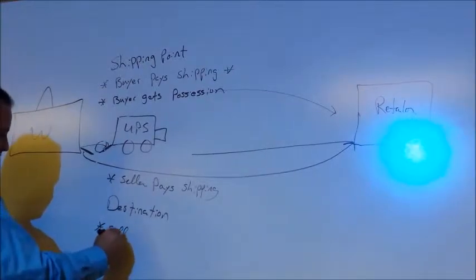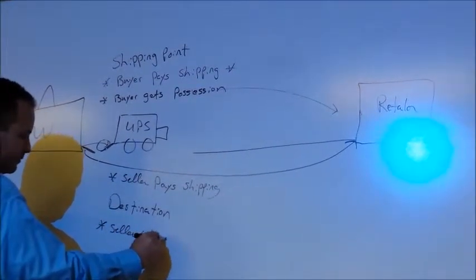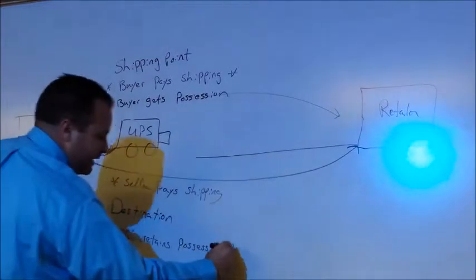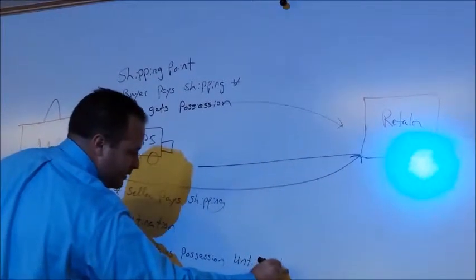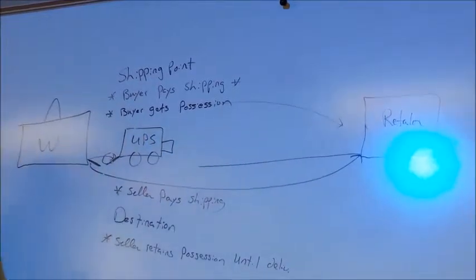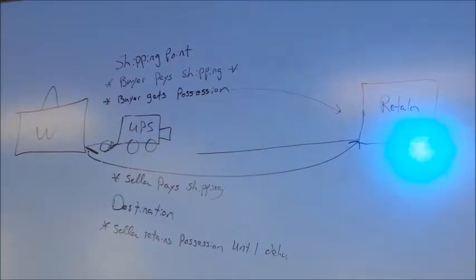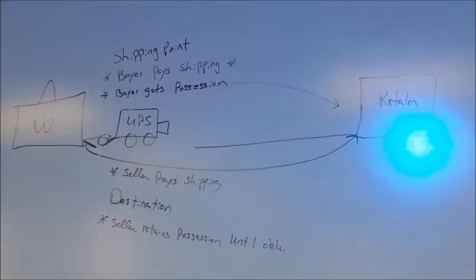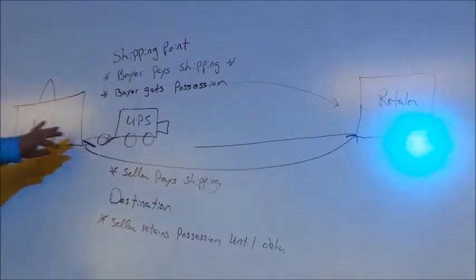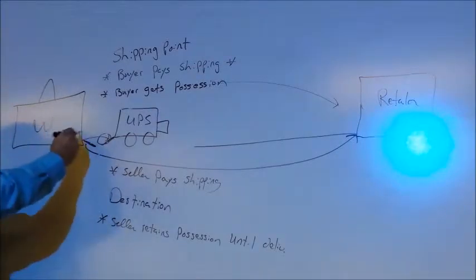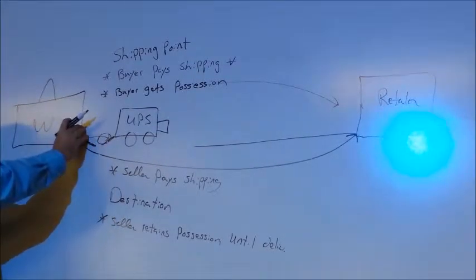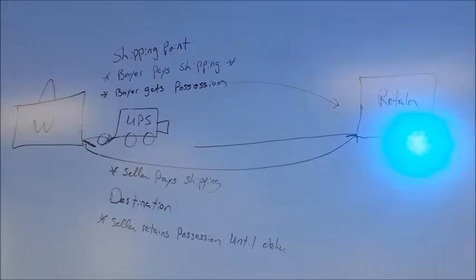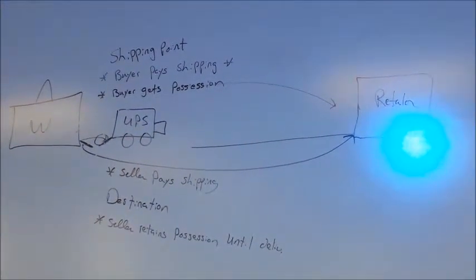When it's FOB destination, the seller retains possession until delivered. Until you sign on the little dotted line over here as the retailer. So when it's FOB shipping point, it changes hands as soon as UPS gets it. You take it off of your dock. So if you sold the goods, but they're still here on your loading dock, technically the transaction hasn't happened yet. It only happens as soon as you put it on the UPS truck, if you had to be very technical about it.